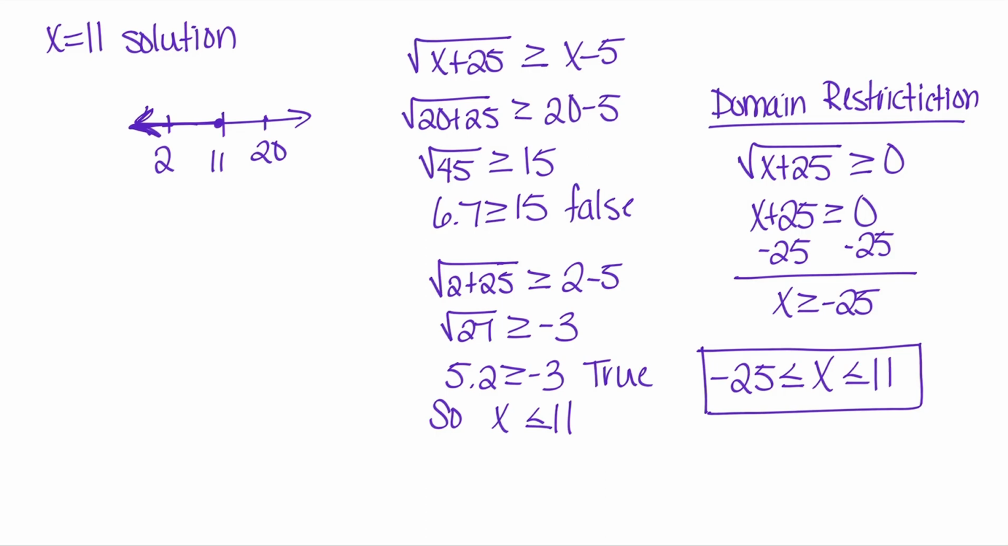However, we also have to consider our domain restriction. Remember, the number under the square root has to be greater than or equal to 0. So when we did that, we said x plus 25 is greater than or equal to 0, which told us that x is greater than or equal to negative 25. So negative 25 is less than or equal to x, which is less than or equal to 11, is the solution to this problem.